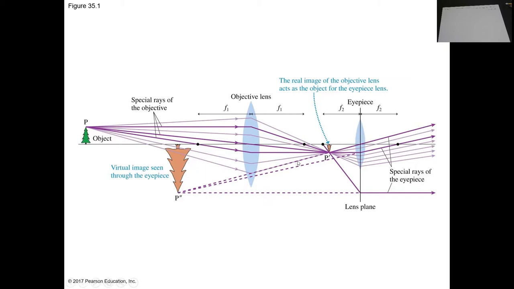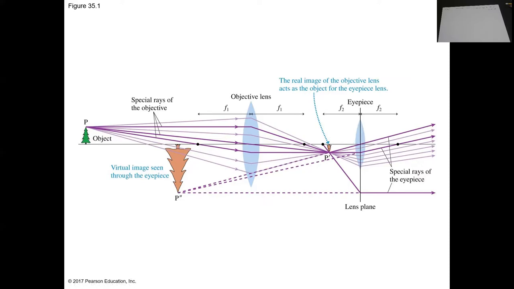How do we know? Well, they've drawn these dotted lines. That helps us recognize that we're talking about a virtual image. But the main thing is that the rays don't actually converge there. They appear to be diverging from there. So the first lens forms a real image. The second lens forms a virtual image.